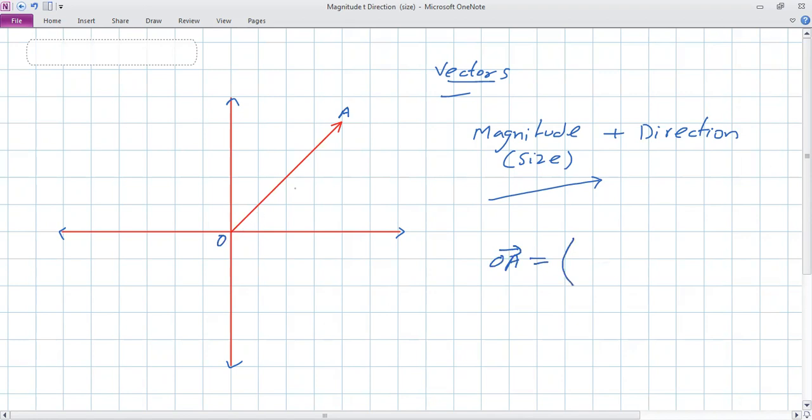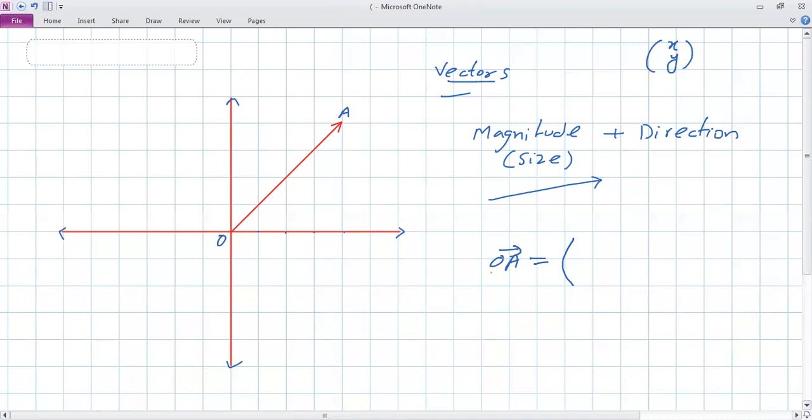You have to see, to reach from O to A, how many horizontal steps you need, like 1, 2, 3, 4. We need 4 horizontal steps. Remember, a vector we always write like this, x, y. X stands for how many steps you take horizontally, y stands for how many steps you take vertically.